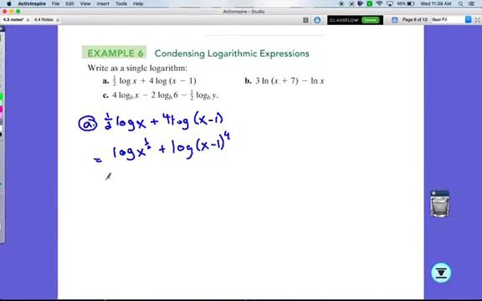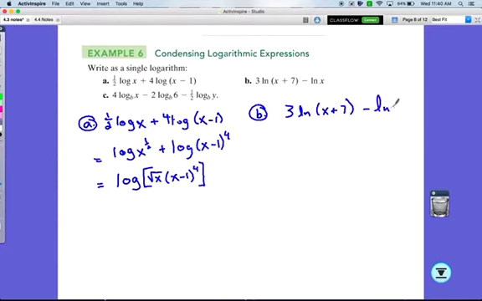All right. And then, since there's a plus in between the two logs, I can put these together with multiplication. So this becomes log, put a bracket here for the argument, x to the 1/2, I can rewrite as the square root of x, and then times x minus 1 to the 4th power. It's all together in one logarithm. All right, for B, I've got 3 natural log of x plus 7 minus the natural log of x.